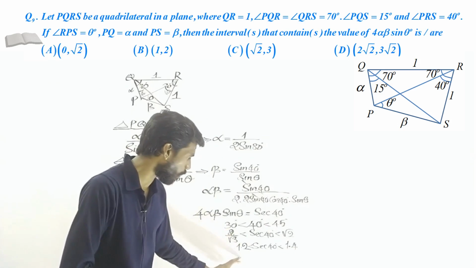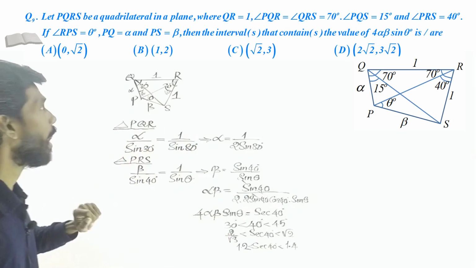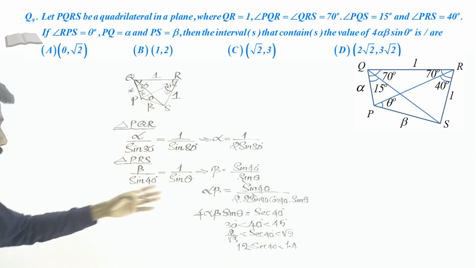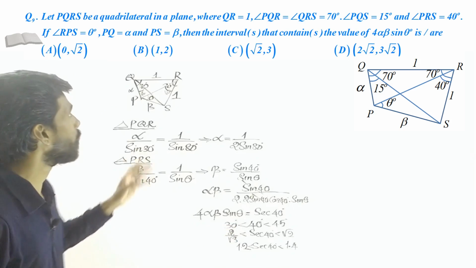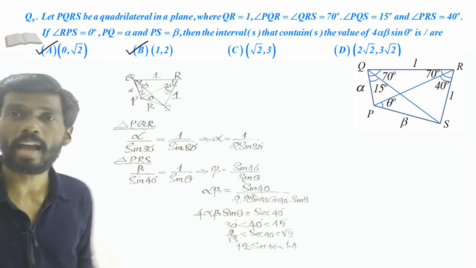Values between 1.2 and 1.4 lie in the interval 0 to root 2 and also in 1 comma 2, right? So that is the interval in which it lies. The other two options do not contain values in this interval. So the answer must be 0 to root 2 and also 1 comma 2. So that must be the answer.